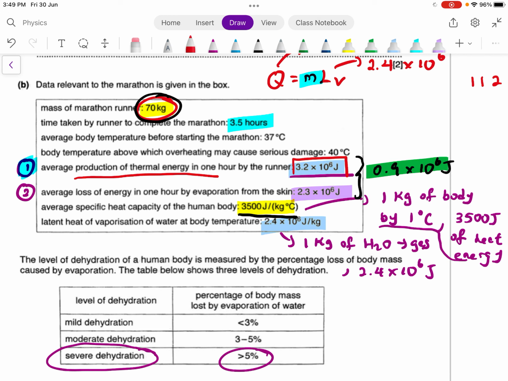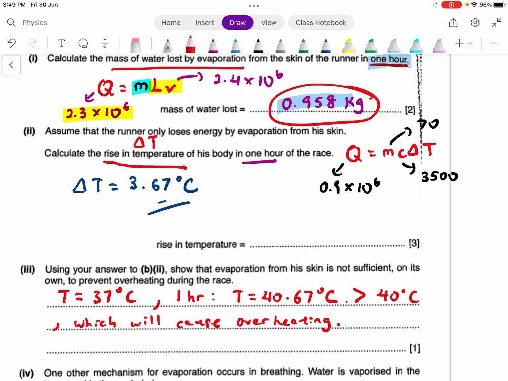Then next, we want to calculate delta T. We will need to use Q = mc delta T. We need to use 3,500 joules per kg per degree Celsius. The mass is given to us right here, 70 kg, so it's simply just substituting in. Q is the net gain, m is the mass of the runner, and c is the specific heat capacity of the human body, 3,500. If you calculate correctly, in 1 hour you will have a gain in temperature of 3.67 degrees Celsius.